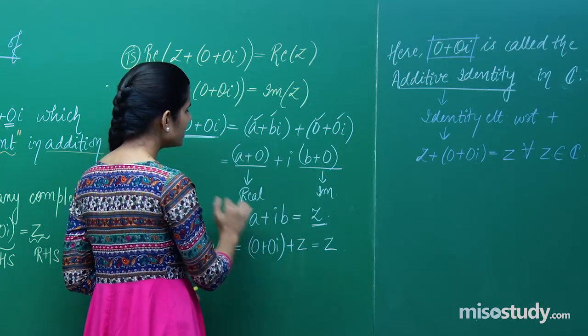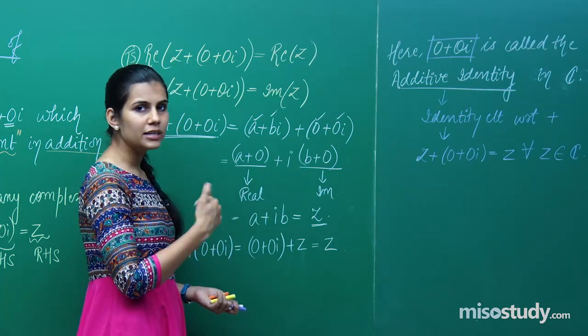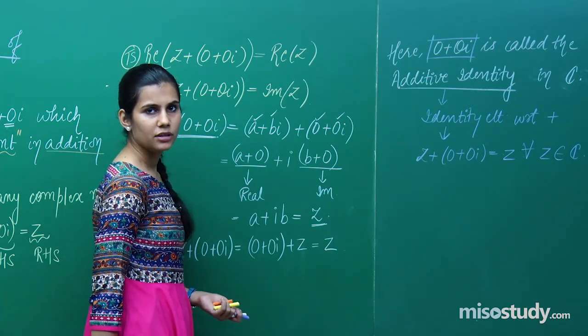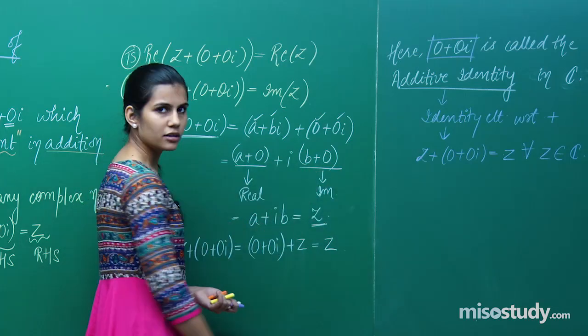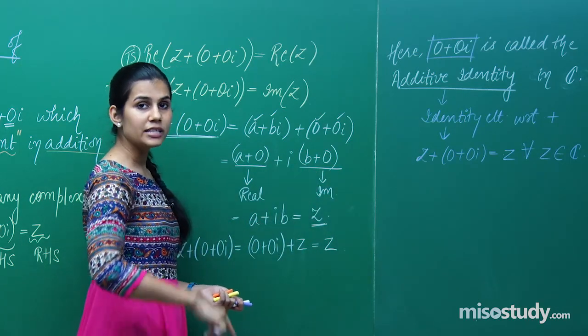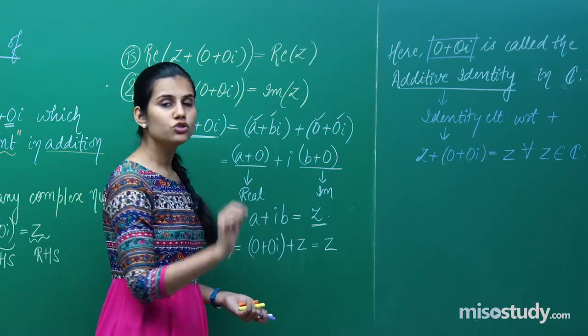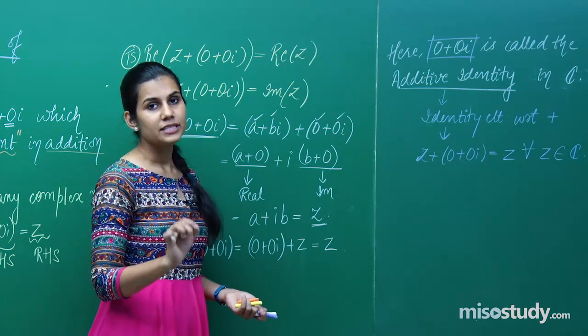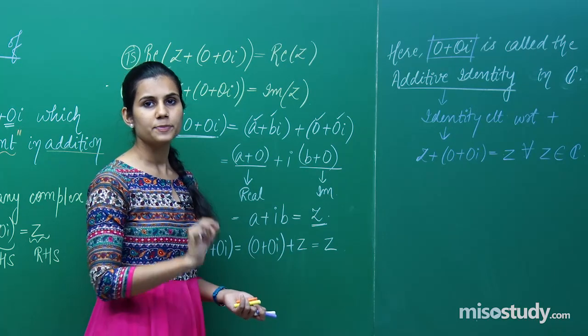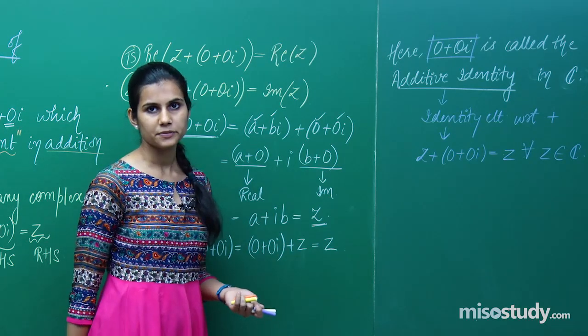So, a plus 0 is a, because adding 0 to any real number does not change the identity of that real number. So, here similarly over here. Here we are using the concept of the existence of identity element in the set of reals with respect to addition to show and to prove the claim that 0 plus 0 iota is the identity element with respect to addition in the complex number set.